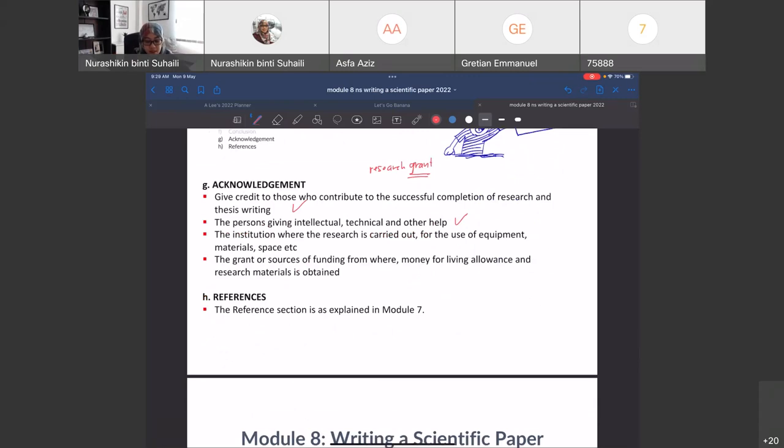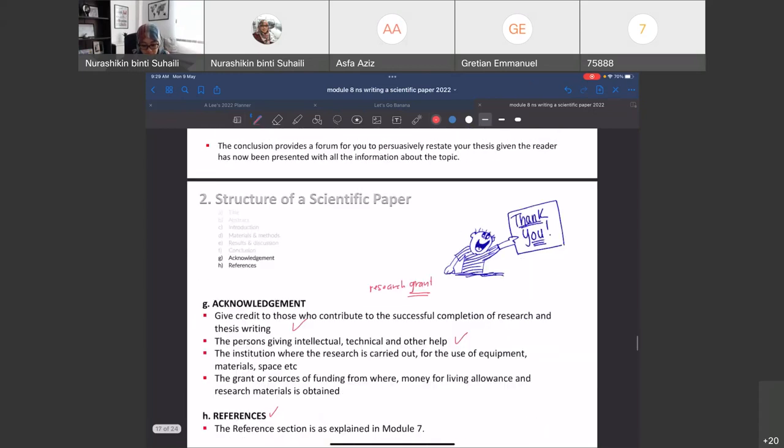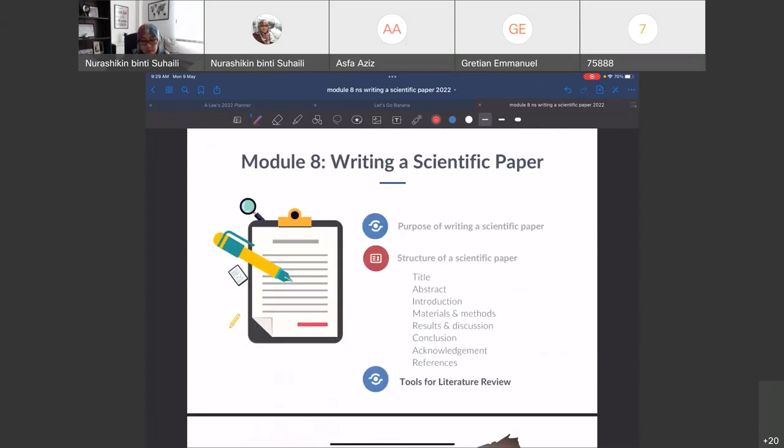And then references. Okay, this one is the same lah. References is a list of references that you have to list down for whoever you cited in the paper. And the format is different based on the journals. So some journals use APA, some journals use Harvard. It depends on the format. Okay, so those are all the sections in a scientific research paper. So it must have a title, abstract, intro, materials and methods, or sometimes they call it methodology, only methodology. It actually refers to the same thing. Results and discussion, conclusion, acknowledgement, references.